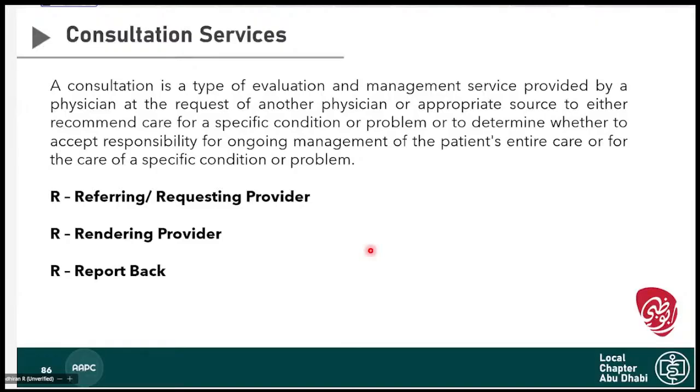So consultation always requires the 3R criteria. What are the 3Rs? One is referring or requesting provider, number two rendering provider, number three report back. What is referring or requesting? It is the provider who refers the patient to the particular specialty provider. That provider is called the referring provider. For example, if a primary care physician refers the patient to a cardiologist, the primary care physician is considered the referring provider.